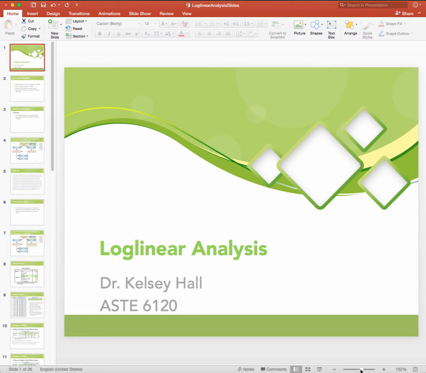In this lesson, we are going to go beyond the chi-square and look at how to complete analysis when you're using 3 or more categorical variables that have 3 or more levels within each of those variables.